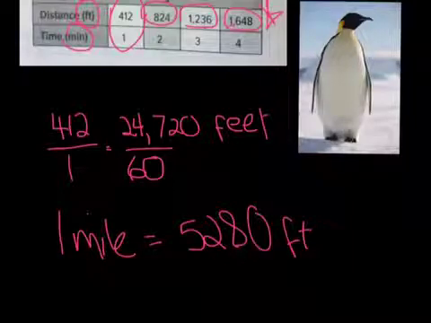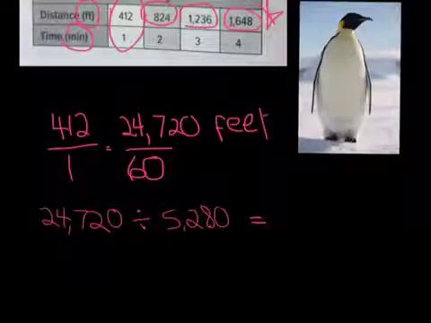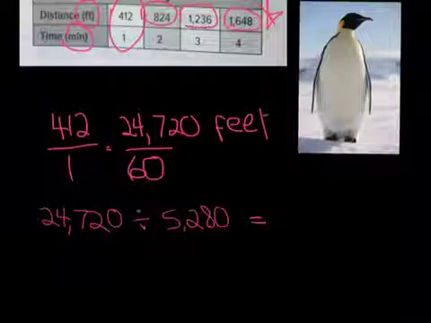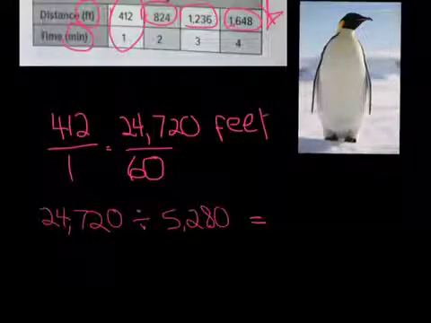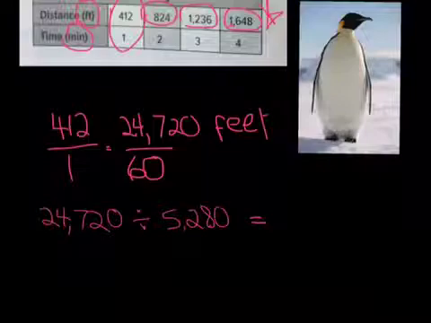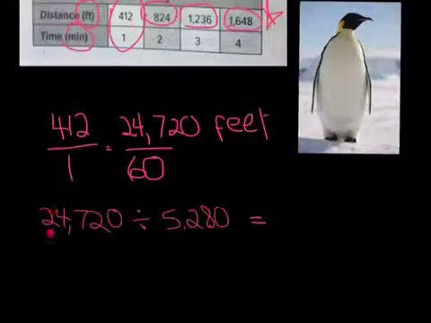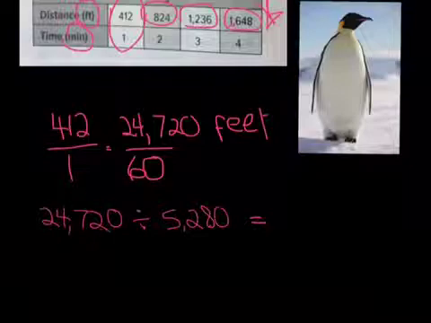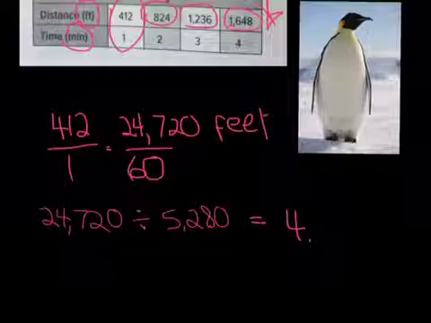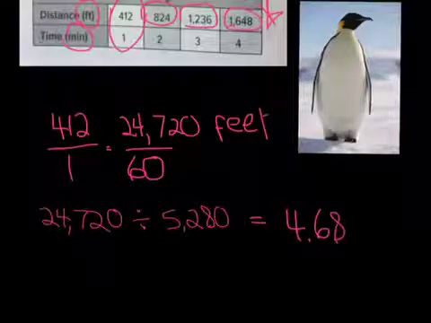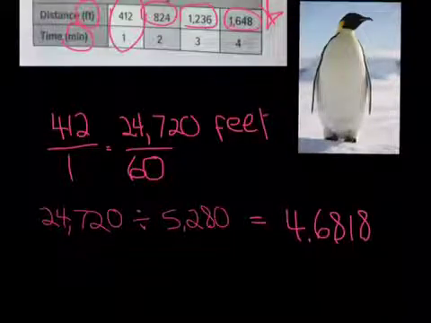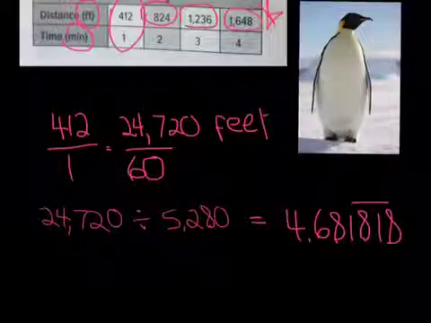And when we do that, we get a long number. I got that number by punching it into the calculator, which you can do, boys and girls. So 24,720 divided by 5,280, so that we can convert it to miles. This is 1 mile in feet, and we want to know how many miles are in this number of feet. Well, we get 4.6818, and it keeps going 18. The 18 is bar notation.